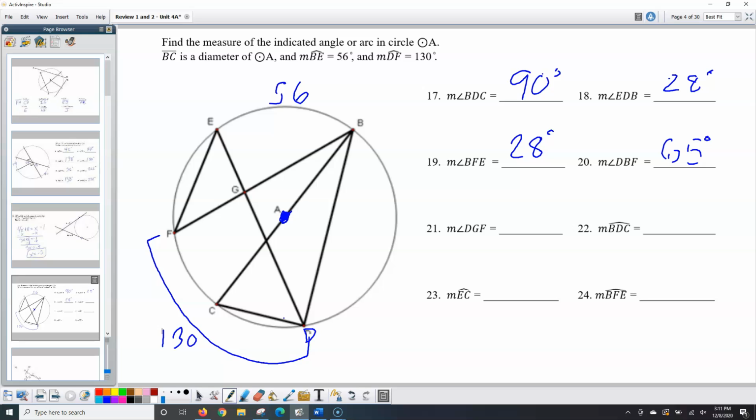We're going to come back to 21 here in a second. 22, arc BDC. That's half the circle. That's 180. Arc EC. EC is right there. I'm going to cut the circle in half right here and say 180 minus the 56 up there. That'll give me what's left over. So 180 minus 56 is 124.